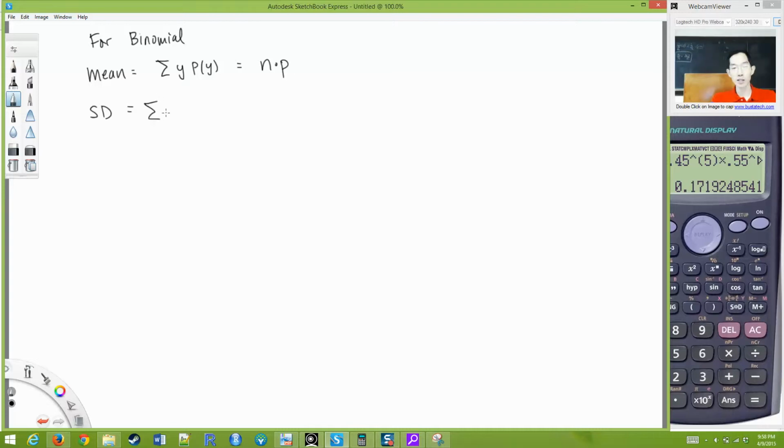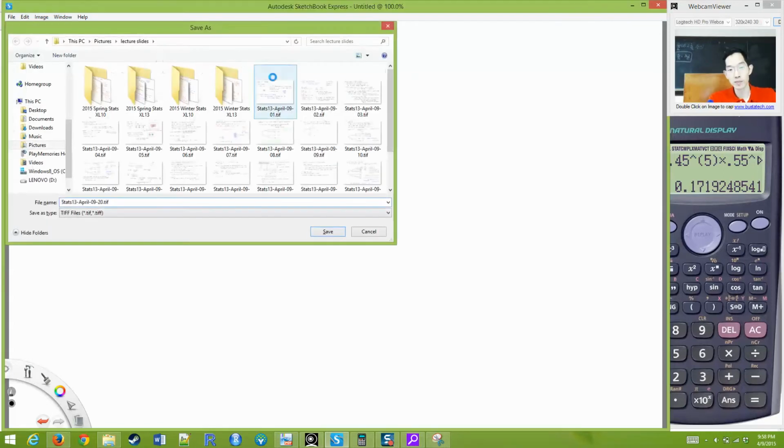And for the standard deviation, it would be the square root of the whole sum of (y minus mu) squared times the probability of y. But again, for the binomial, it just simplifies to the square root of n times p times 1 minus p. We could go through the derivation of all of this, but we don't have to. It's sufficient to know that the mean is n times p and the standard deviation is this thing. And the mean actually makes intuitive sense.